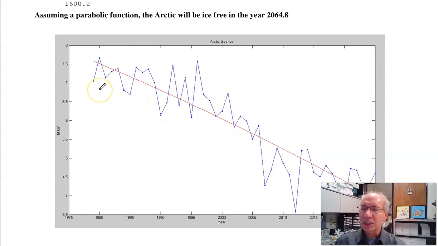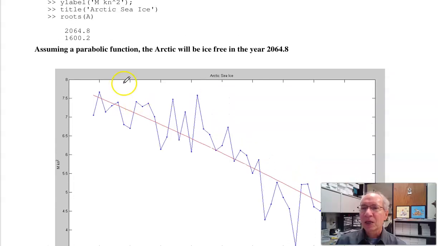A linear curve fit says the same amount of ice melts each year. Parabolic curve fit says the amount of melting each year increases at a constant rate. Assuming a parabolic curve fit, it will be ice-free in about the year 2064. Exactly when it will be, we don't really know for sure. We're going to find out. But probably between the year 2064 and 2075, the Arctic will be ice-free.